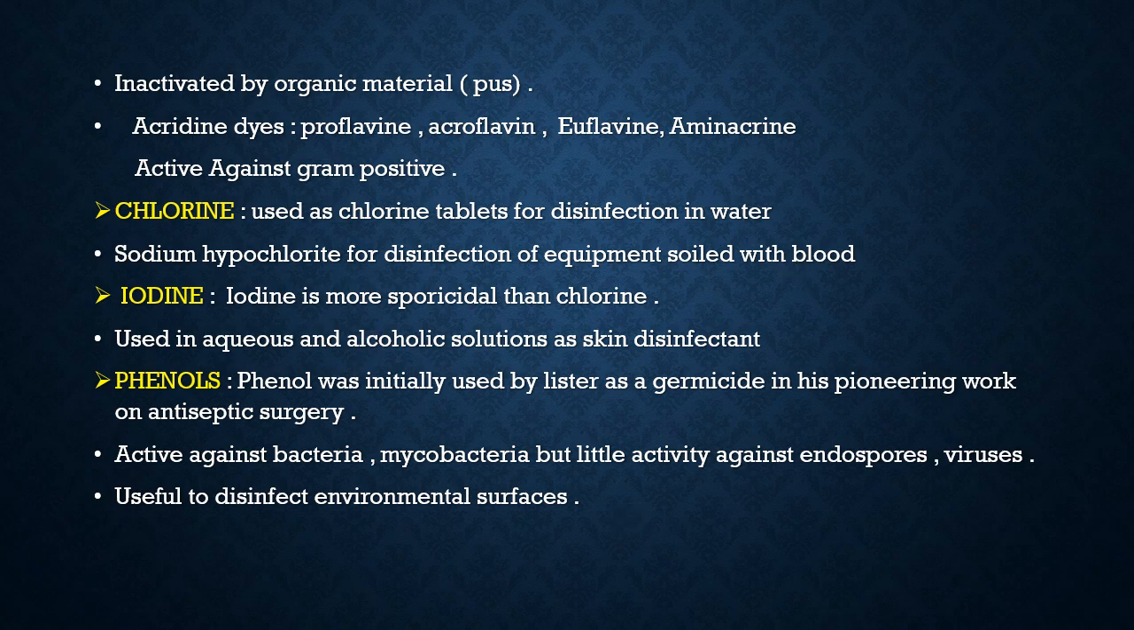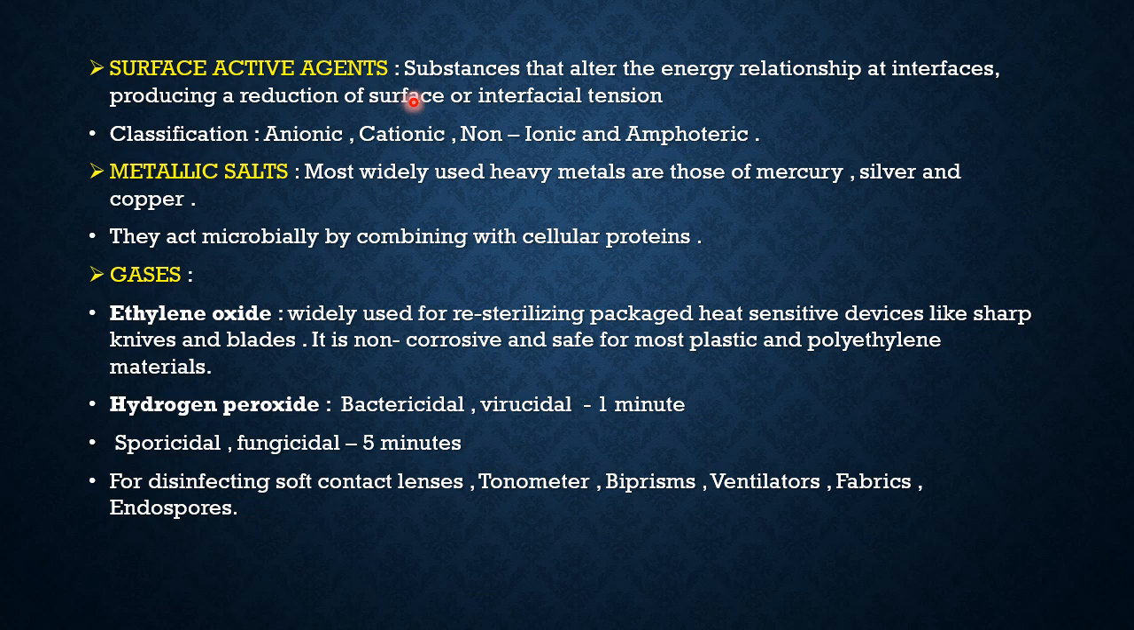Okay, so next is surface active agents, as the name tells. They alter the surface tension or interfacial tension. These are substances that alter the energy relationship at interfaces, producing a reduction of surface or interfacial tension. Hence we call them surface active agents. By classification, they may be anionic, cationic, non-ionic, or amphoteric agents.